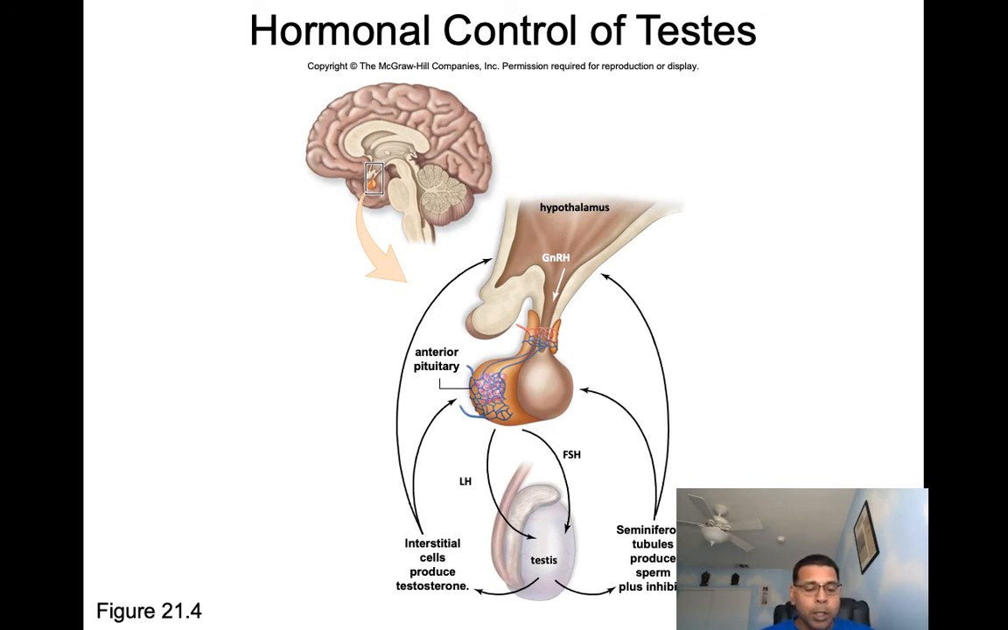Testosterone is going to be the main sex hormone in males, and it's essential for the normal development and function of the male tract. Testosterone is also going to help give males some characteristics that are going to set them apart from the female. Very important hormones, GnRH, LH, and FSH.